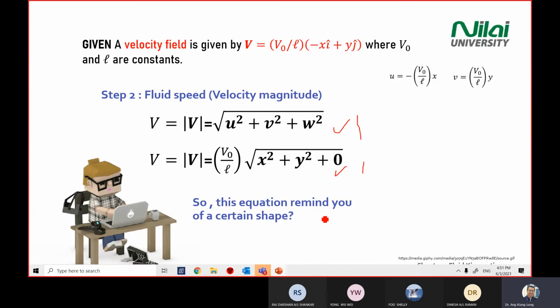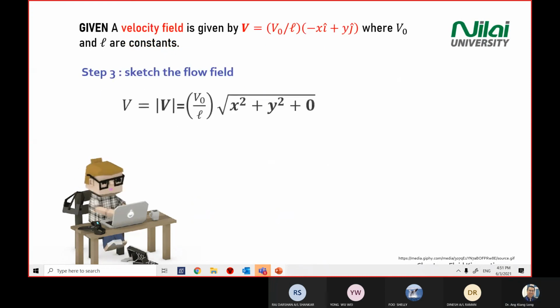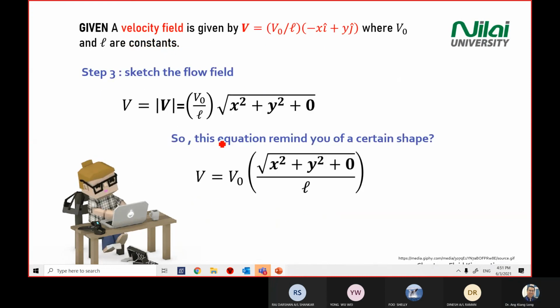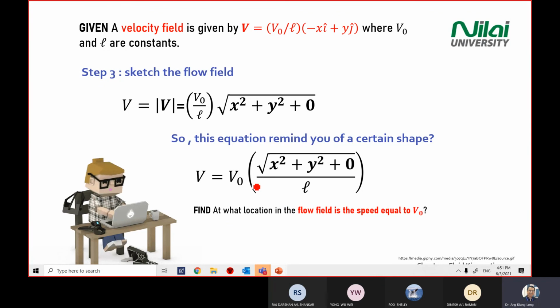All right. So if you look at this equation, it will give you some form of a shape. This is the equation of a certain shape. All right. So if you rewrite the equation, V equal to V0, you pull the L back into the equation, you get square root of X squared plus Y squared plus 0, divided by L. Okay, and then you can find the location where the velocity equal to 0.